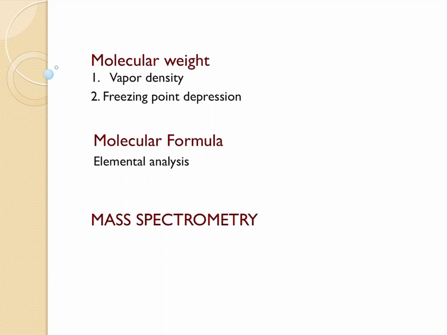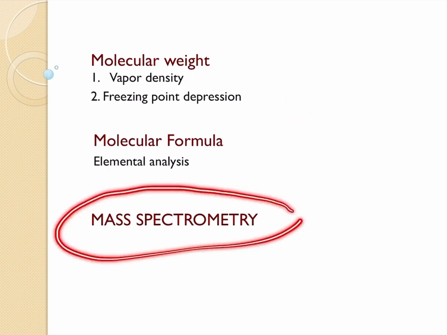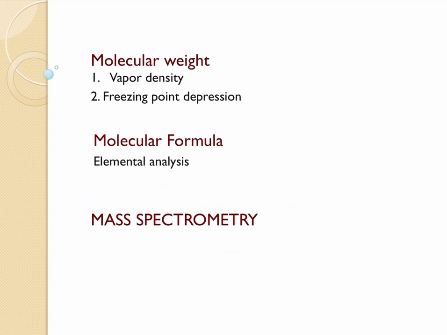In earlier days, the molecular weight of a compound was determined by its vapor density and freezing point depression, and the molecular formulas were calculated using elemental analysis. These procedures are long and tedious and also require a large amount of sample. But now we have mass spectrometry, and the technique is very simple, and the most important thing is it only requires a very, very tiny amount of the compound.